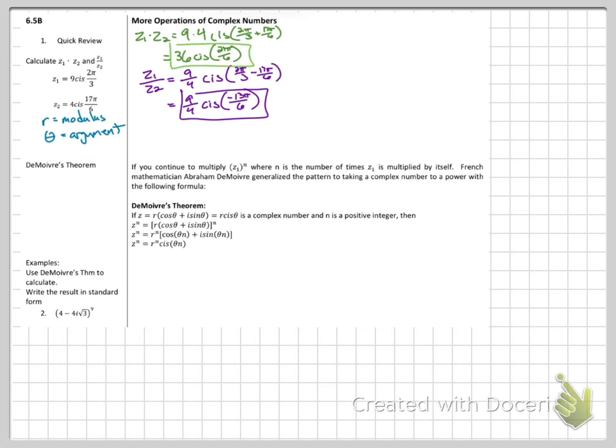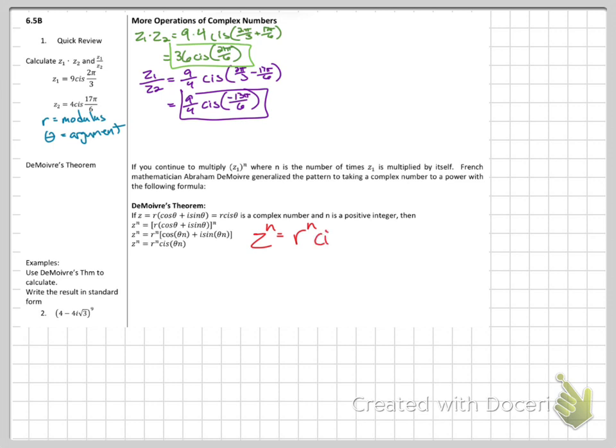So that brings us to Moivre's theorem. If you keep doing that, if you keep multiplying z1 times z1 times z1 times z1, what do we use to show multiplication over and over again? We use exponents. So you can see in his theorem here, if you keep multiplying it over and over again, z to the power of n is going to be r to the power of n, because the rule for exponents is that you multiply them each time. So if I multiply it 5 times, that's the same thing as r to the 5th.